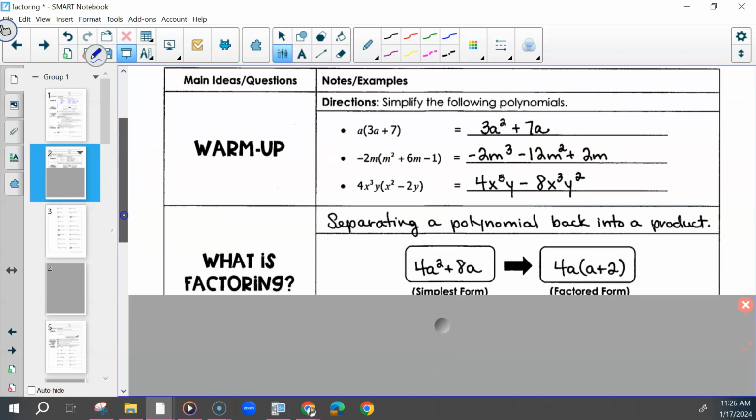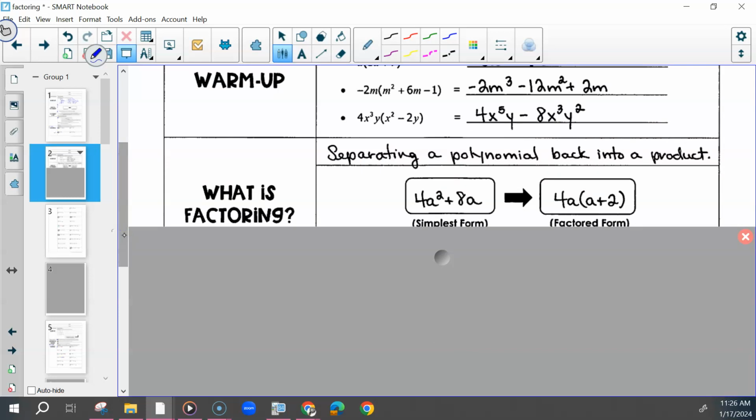And I'm going to have you write this one. So, when we talk about factoring, you may remember some of this. We are separating a polynomial back into a product, so what it would look like before we multiply. Basically, we're going to be given this, but we want to find this. We're going to be going backwards from what we just did.